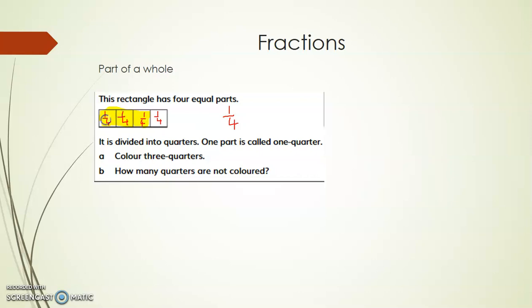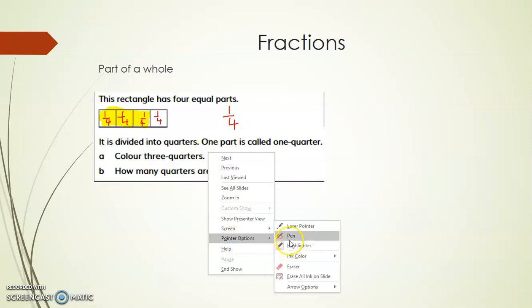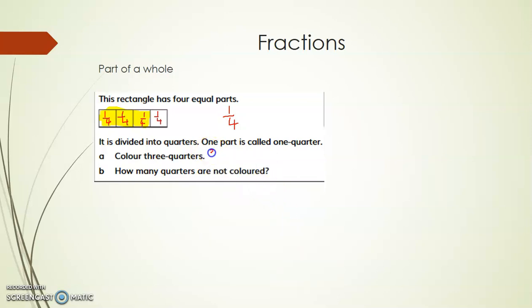1/4, 2/4. This is 1 by 4, this is 1 by 4, this is 1 by 4. Together it is 3 by 4, which is 3/4. How many quarters are not colored? If the colored quarters are 3/4, the quarters that are not colored is 1/4.